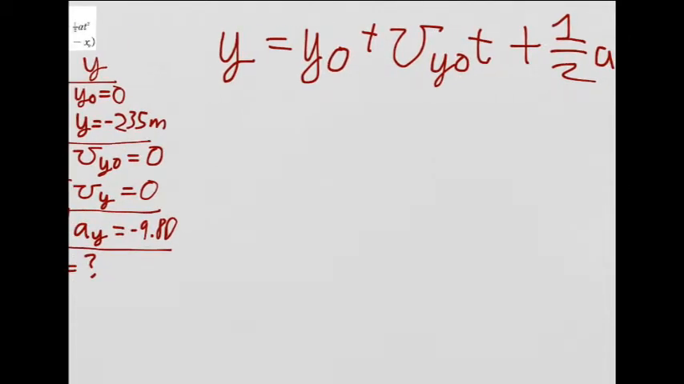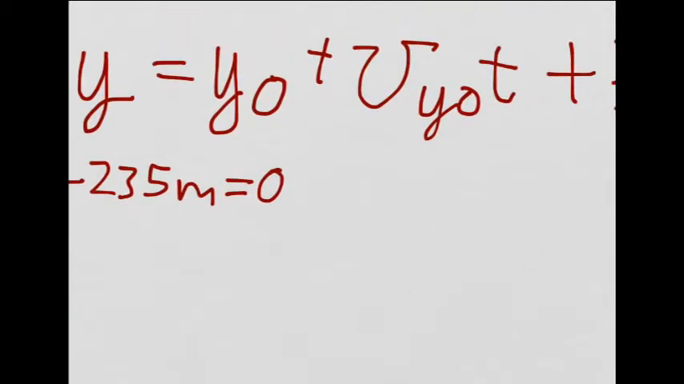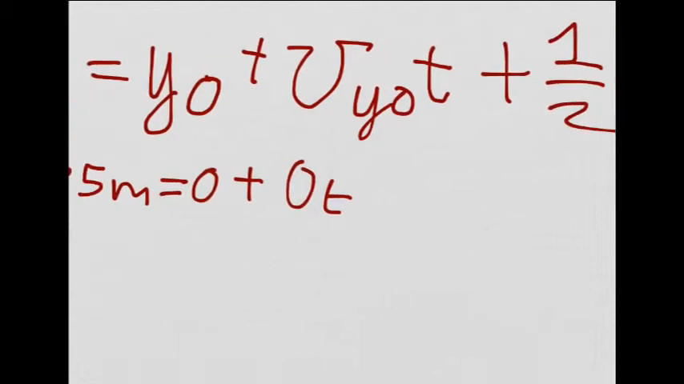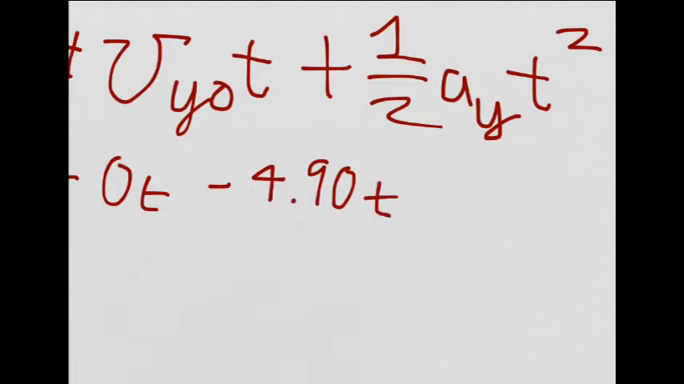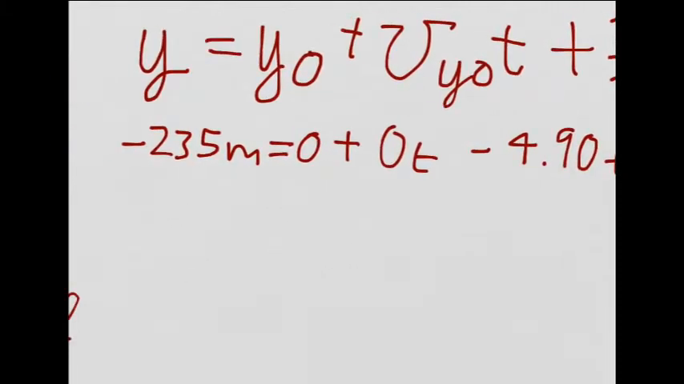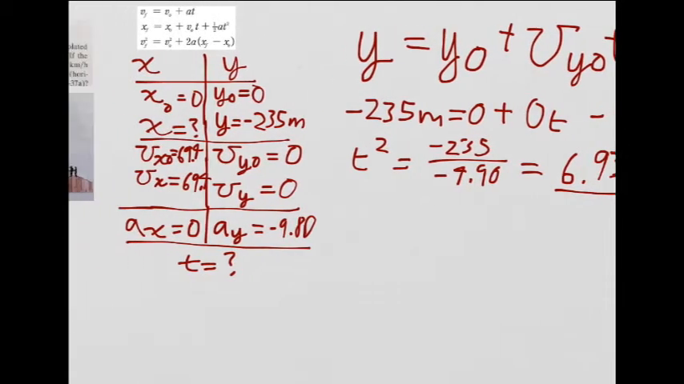Now we know that the final y is going to be -235 meters. Initial y is 0. Initial velocity is 0, so that term is just going to die. Minus 9.8 times 1/2 is 4.90 meters per second squared times time squared. To rearrange that, we'll have t squared is equal to -235 over -4.90. And that comes out to time is 6.933 seconds.